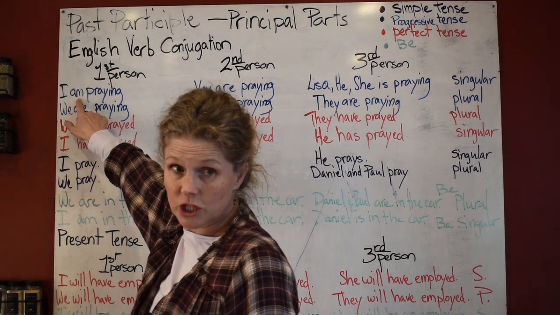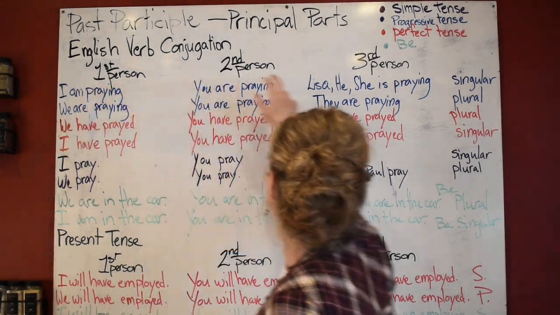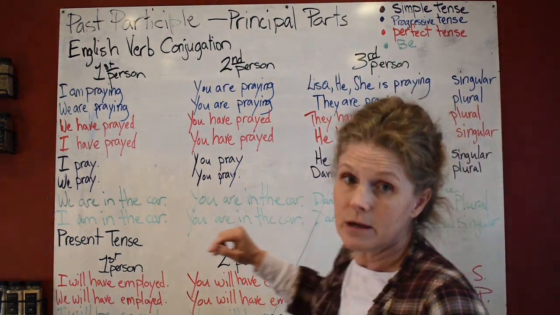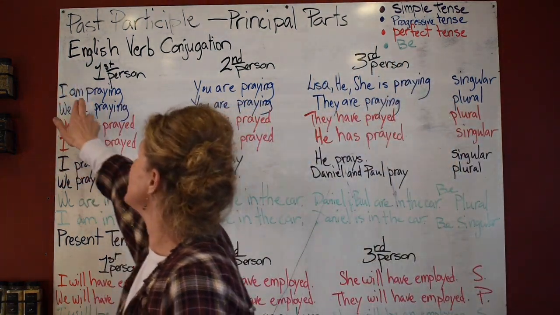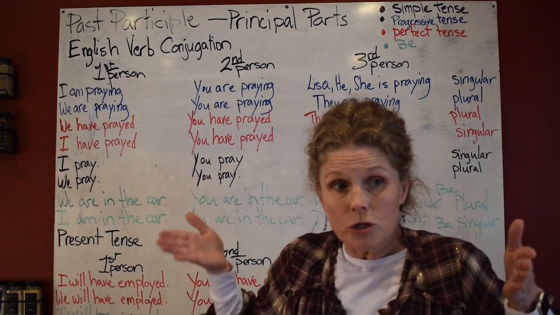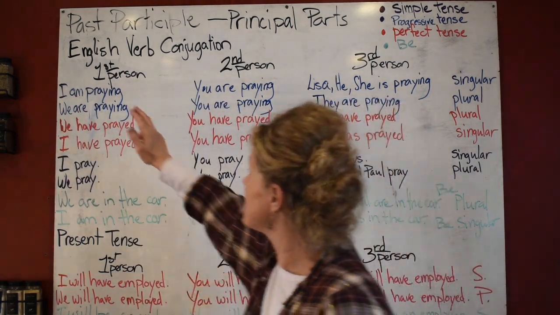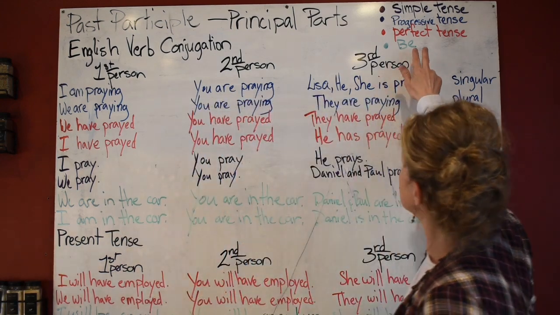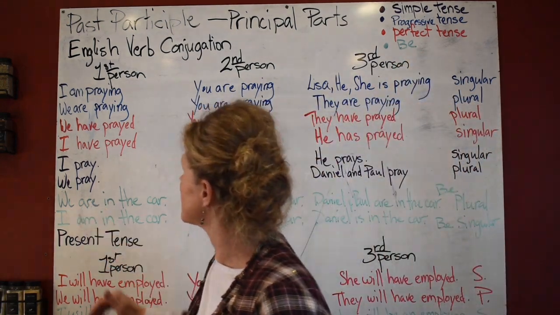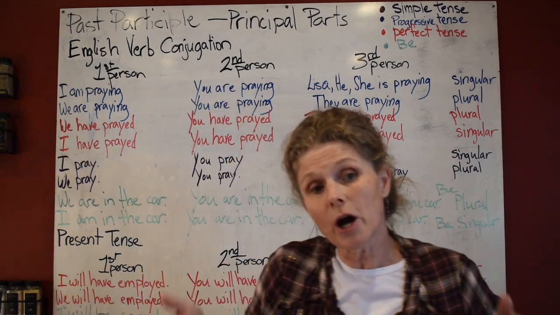This is your conjugation of the be verb, but it's not the same as this. This is an auxiliary verb. This is a helping verb. So just so you know the difference, this is an auxiliary verb. This is an auxiliary verb. But these are helping verbs.